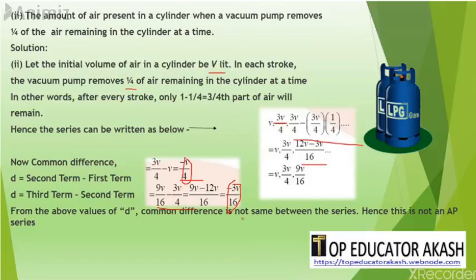So from the above values of D, the common difference is not same between the series. So it will not form an AP. Hence we completed this answer.